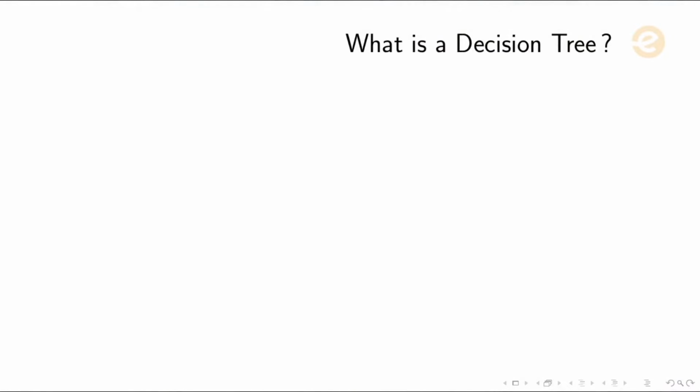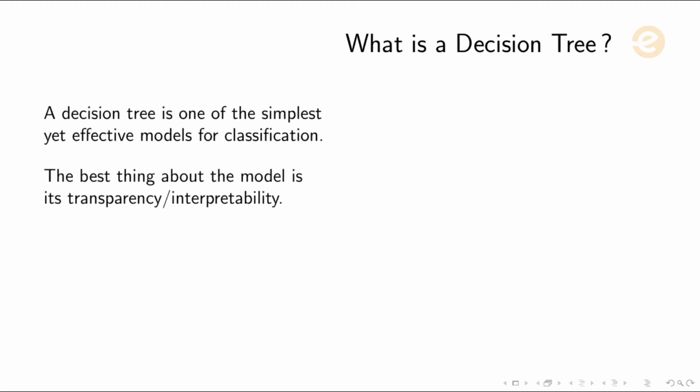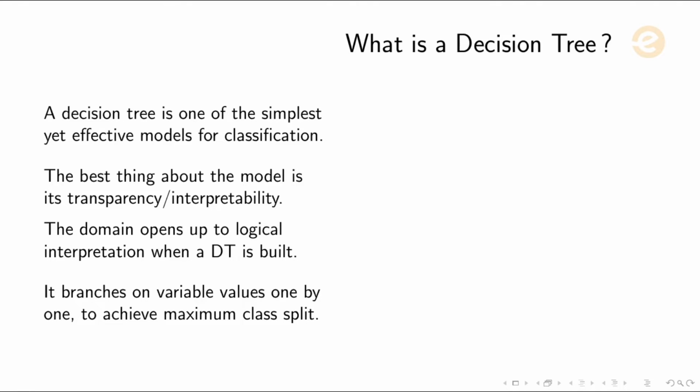Overview of what a decision tree is. First, a decision tree is one of the simplest but very effective models for classification. The best thing about a decision tree is its interpretability or transparency. This means that the domain of credit card fraud classification opens up to very good logical interpretation with the help of a decision tree. Decision trees are built by splitting the whole data across particular values of variables.